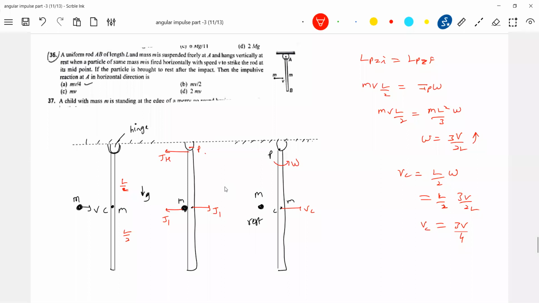Then from where is that velocity, is it only due to J1 or due to J1 minus JH? J1 minus JH. So this will be J1 minus JH equal to MVC, for motion of center of mass. Okay, now Vc I know. Somehow if I can get J1, problem solved. From where to bring J1?